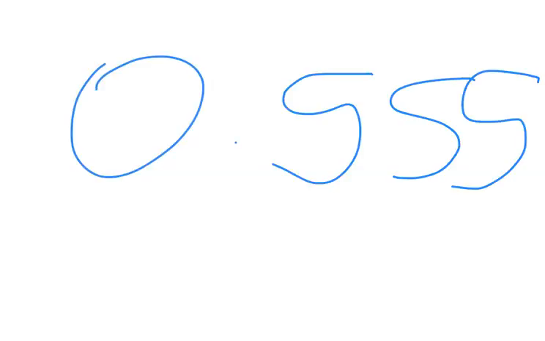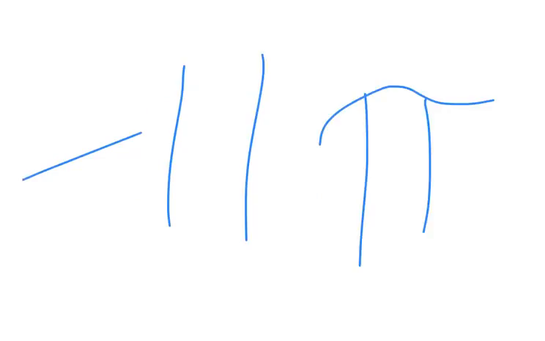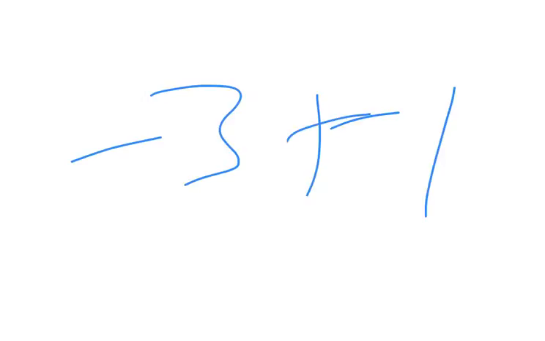0.555. Rational or irrational? Rational. There's nothing special, it's just rational. -2 pi, irrational. 9.0, rational. -11 pi, irrational. 6.5, rational. -3 plus pi, irrational, because adding pi is irrational. Square root of 64, rational.